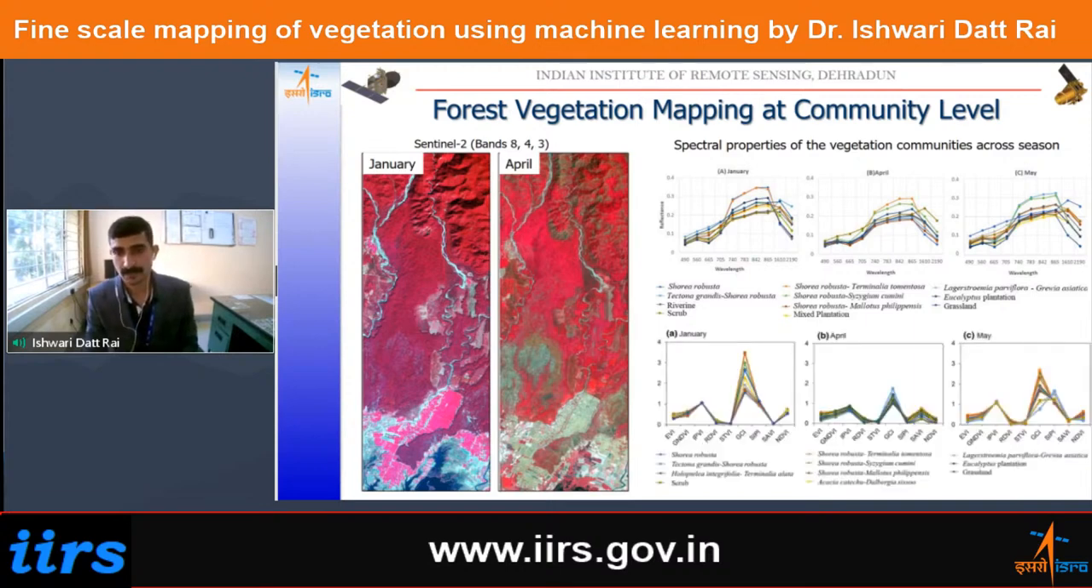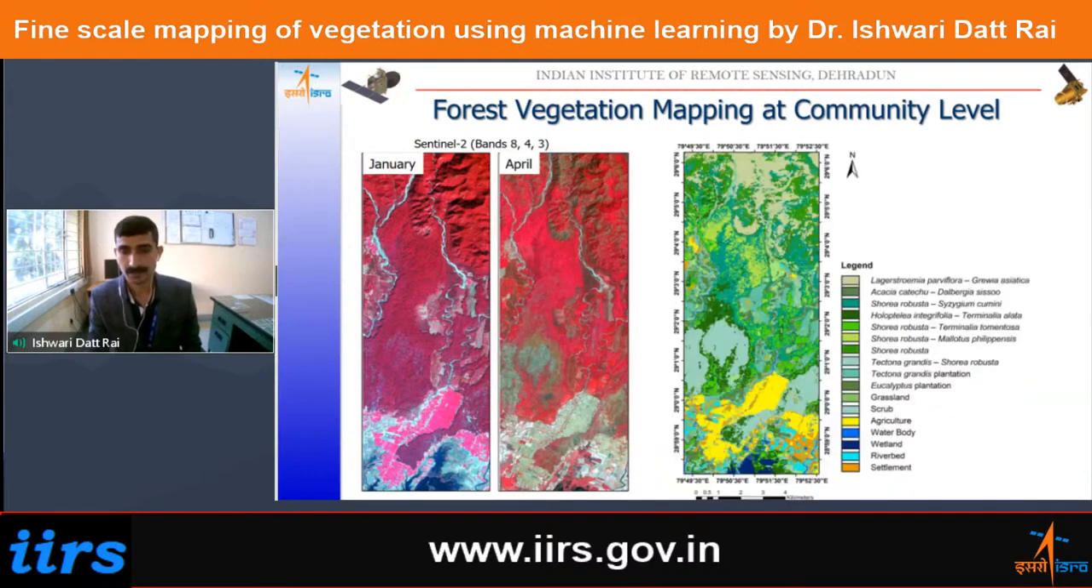Not only the band reflectances, but based on vegetation indices, such as the green chlorophyll index or the NDVI, they are also highly differentiable. If you take these vegetation indices for different seasons or different months, then machine learning algorithms are able to handle these large data sets and multiple layers, and they predict these communities on the ground more accurately.